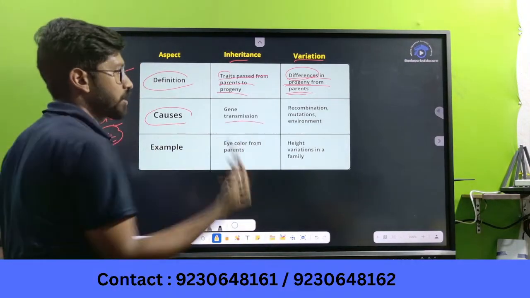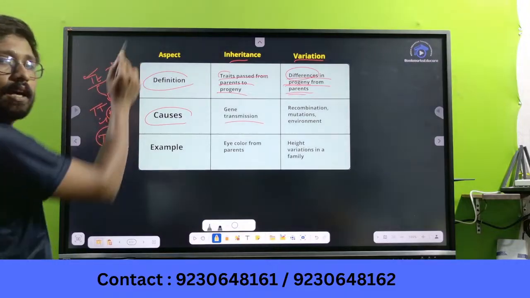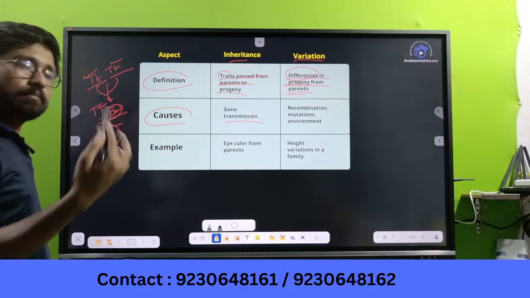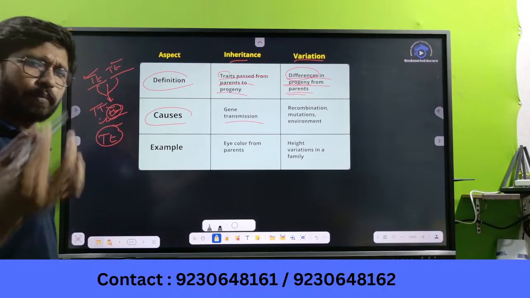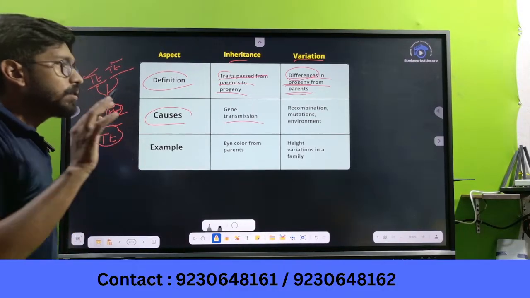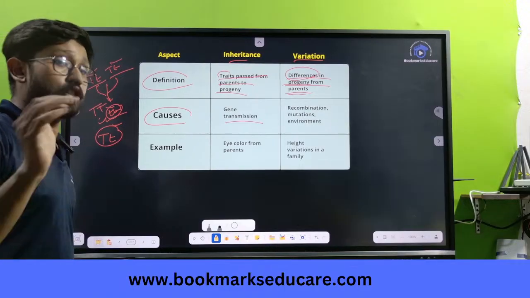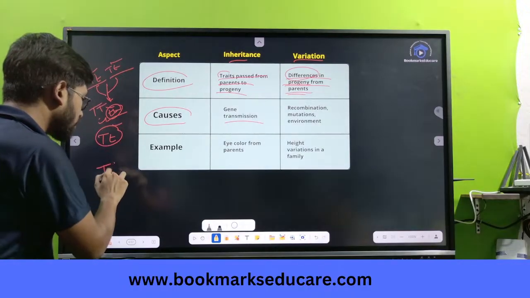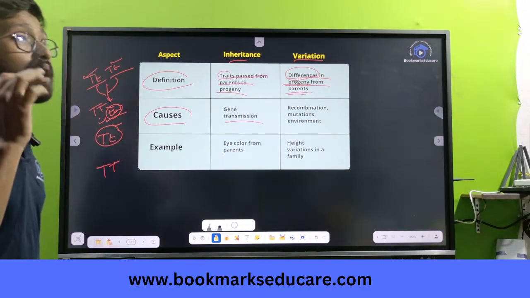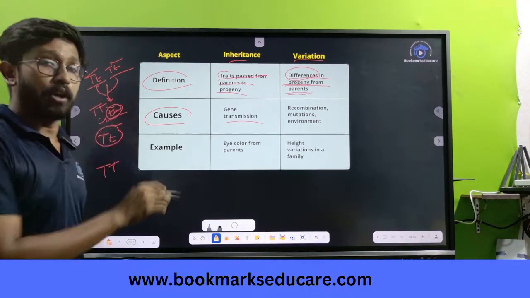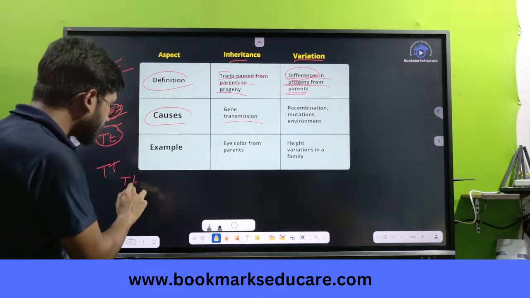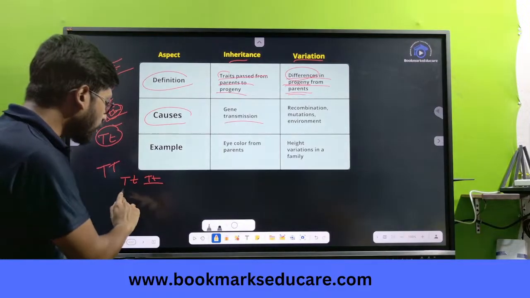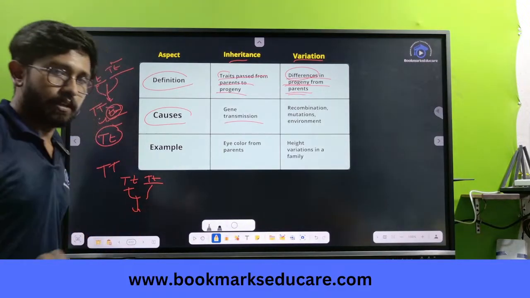Causes gene transmission, right? Here there is one gene, here there is one gene, we have two different genes and it's getting transmitted to the next generation. It can be by various combinations. That is not important, which combination. You have to decide which combination based on the question provided to you, but you have to be careful what is going on, because the characteristics your parents have of inheritance, not variation, will only flow through to your next generation, right?